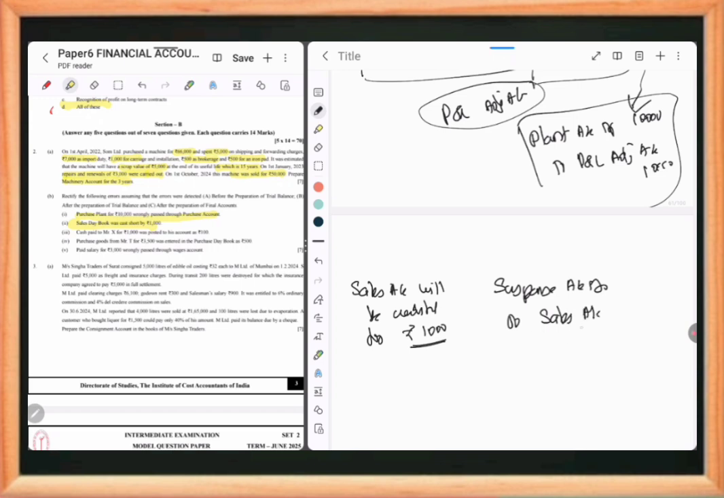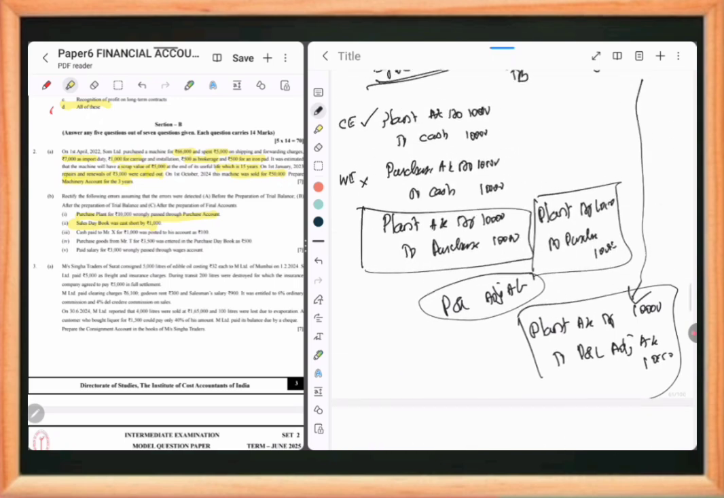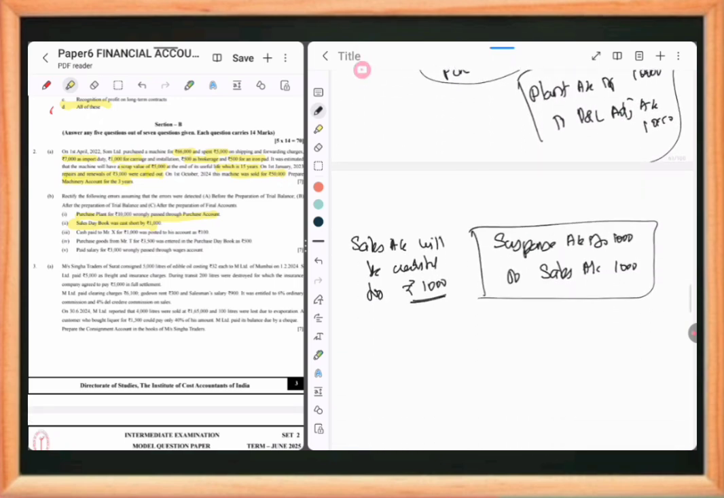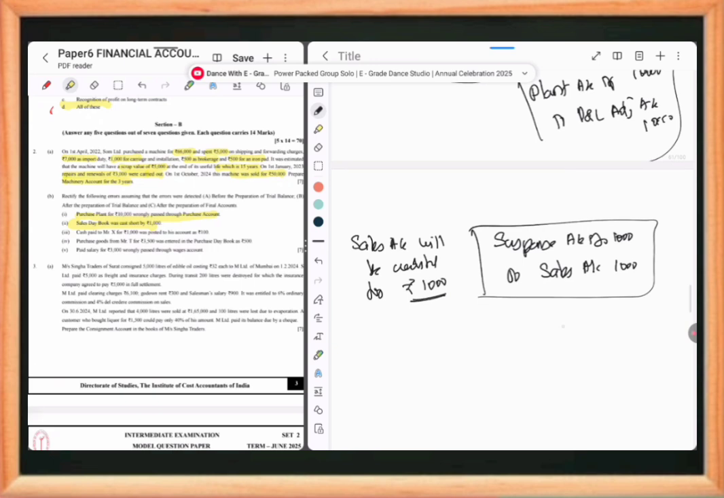So we are crediting sales for rupees 1,000. So the mistake is adjusted from suspense account. It should be debited. So this is a correct answer in case of after trial balance. And then here, what will be the answer after balance sheet? In the third case, after balance sheet, we should not credit sales account. Instead of that, we have to credit profit and loss adjustment account.